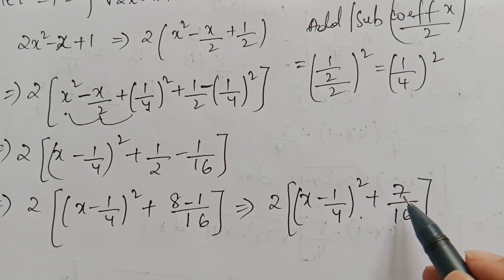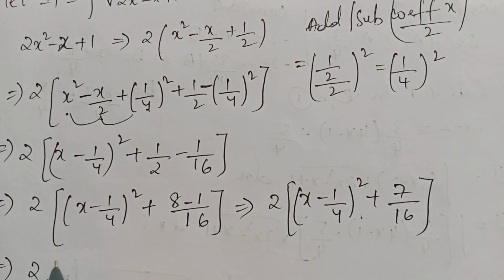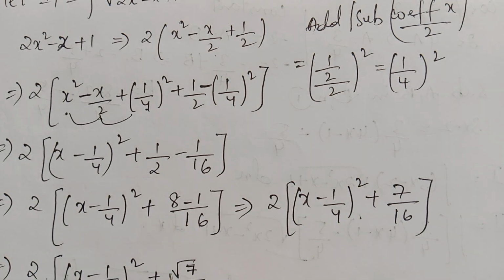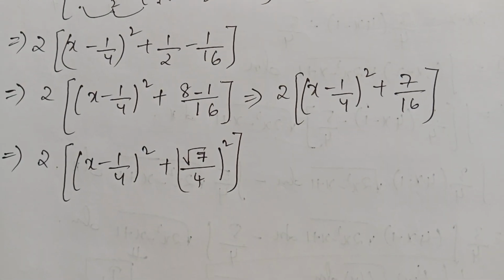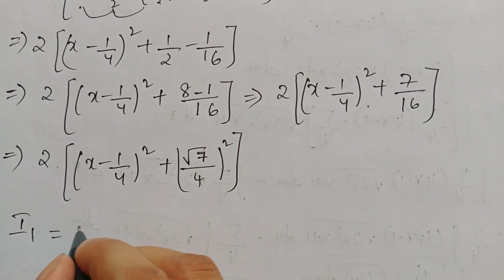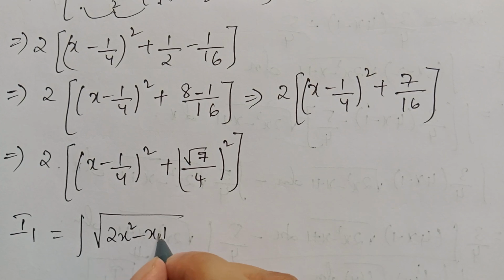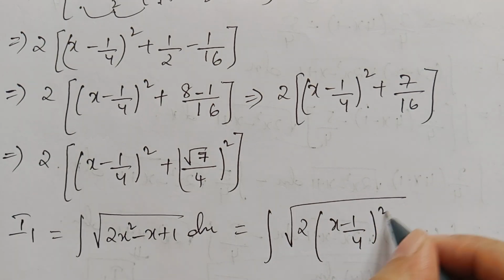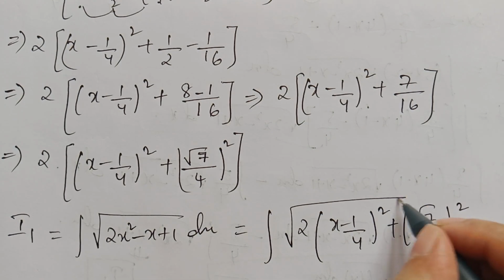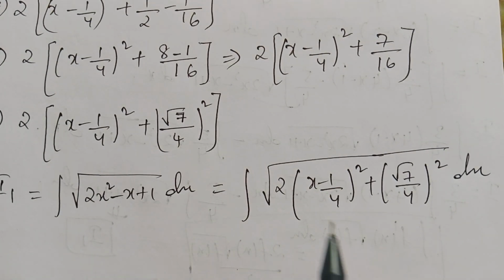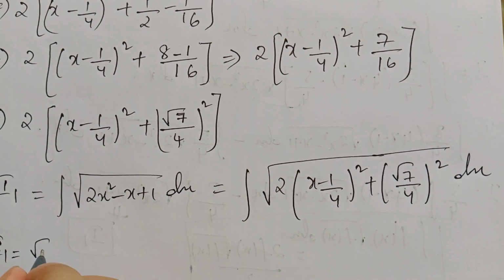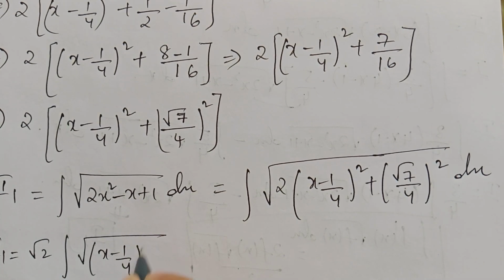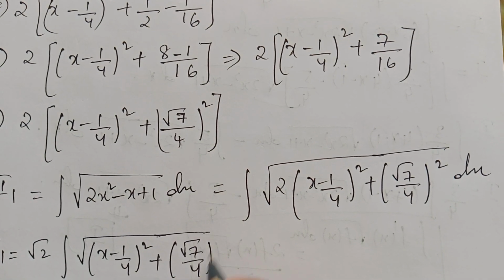The second term we have to write in the form of a root. So it is equal to 2 into x minus 1 by 4 whole square plus root 7 by 4 whole square, since root 7 value is not there. Okay, now we will substitute this value in I1, which is I1 equal to integral root of 2x square minus x plus 1 dx, which is equal to integral root of 2 into x minus 1 by 4 whole square plus root 7 by 4 whole square dx. Okay, so now this root 2 will come outside. So I1 is equal to root 2 into integral of root of x minus 1 by 4 whole square plus root 7 by 4 whole square dx.